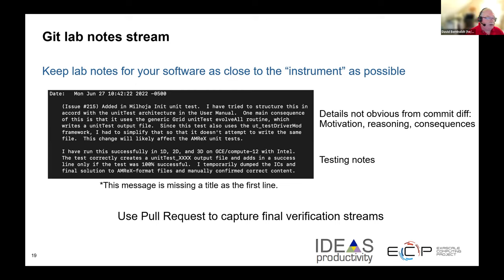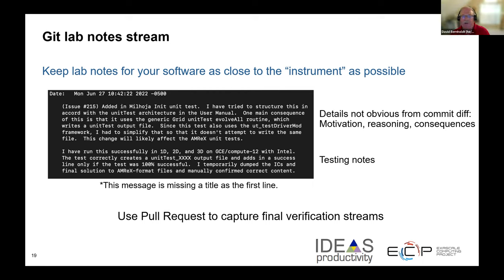A lot of us use Git to version control our software. And so there's a set of lab notes that go with how you're developing and testing that software. Here's an example of a Git commit message that tries to enrich the changes that you're making to the code. You can look at the diff of the actual code, and that's one thing, but you can use the commit messages to capture information that's not obvious from the diff, right?